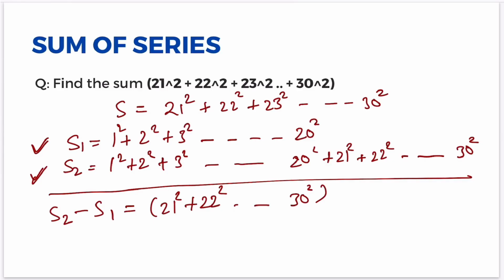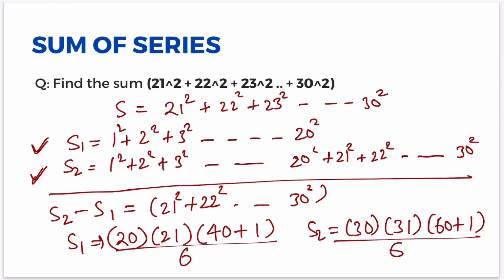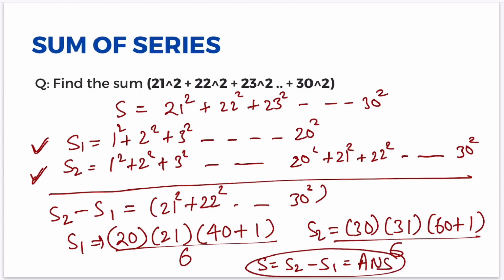So the first one is the sum of the series. The first summation will be n, that is 20, n plus 1, 21, 2n plus 1, that is 40 plus 1, by 6. Sorry, S2 is n is 30, n plus 1 is 31, 2n is 60 plus 1, divided by 6. So you find these. So S is equal to S2 minus S1. That is the answer for you. Correct? So S2 minus S1 is the answer you are looking for.